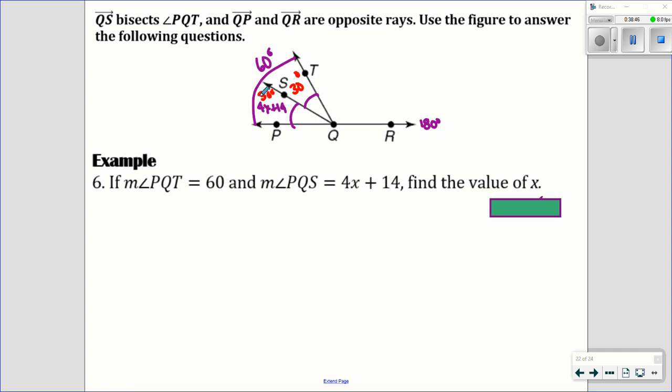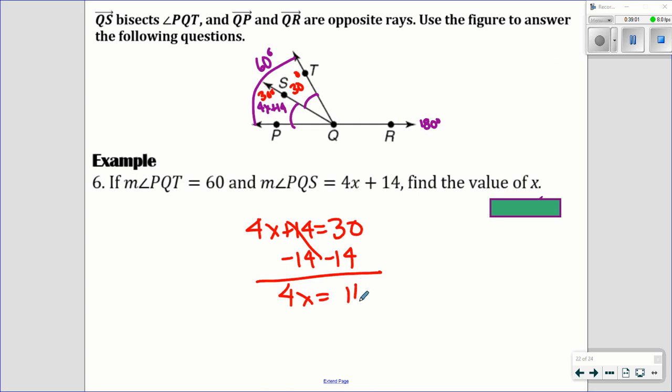Because this is 30, and they give us the expression for that, we still need to solve for x. So we can set that equal to 30, and then we solve. So 4x equals 16. Divide by 4. The x is equal to 4.